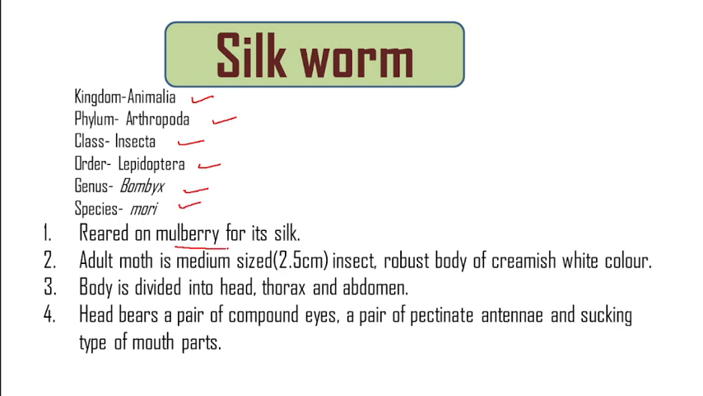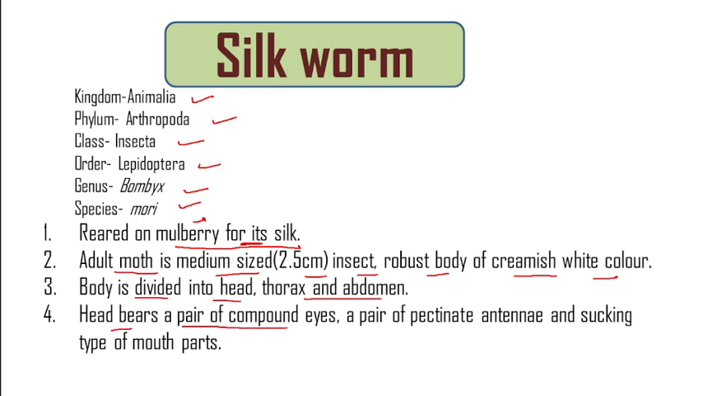It is reared on mulberry for its silk. ये आपको पता है कि जो मलबरी होता है, शहतूत का पेड़ होता है, उस पे इसकी रेयरिंग की जाती है सिल्क के लिए. Adult moth is a medium size 2.5 centimeter insect, robust body of creamish white color, body is divided into head, thorax and abdomen.